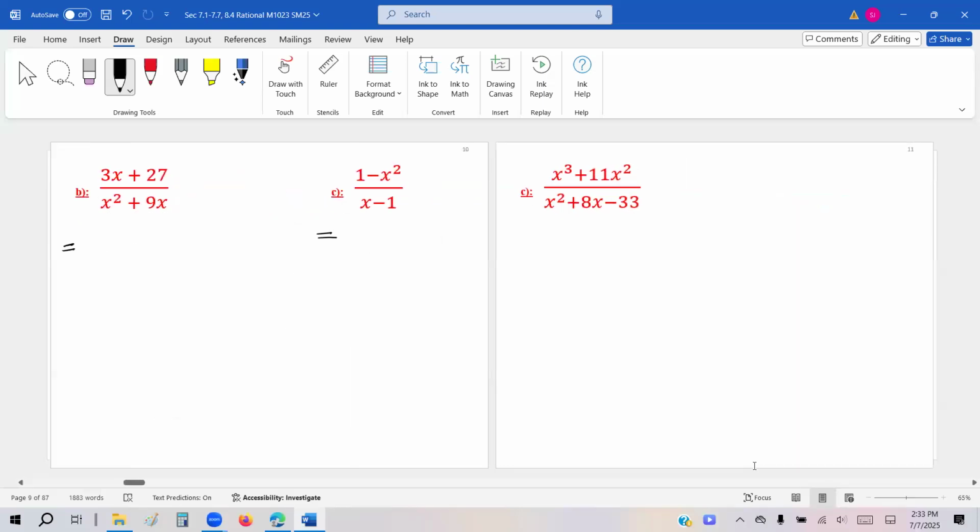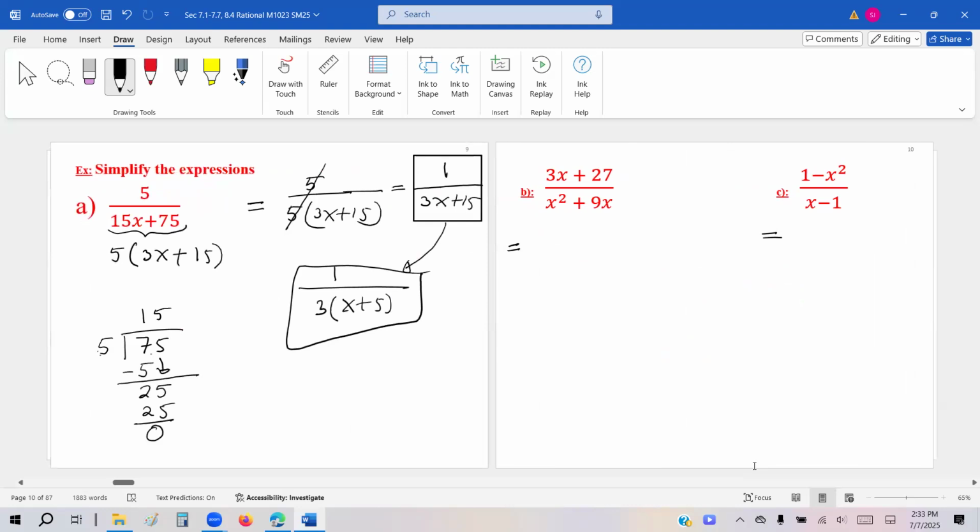Do I have more? Oh, I have more, so let me write it here. Oh, my pen is done. Okay, erase that. Oh, let me pull my pen's battery out.